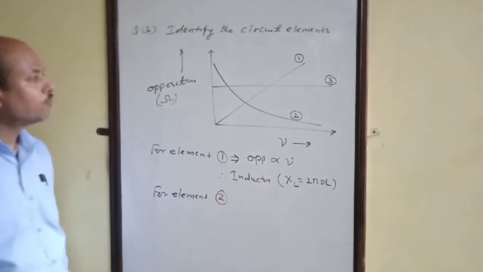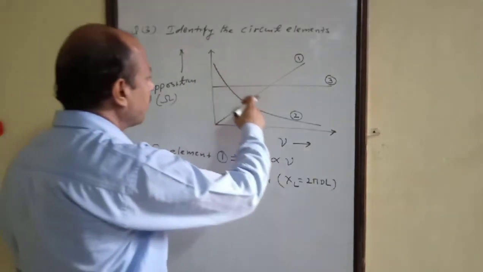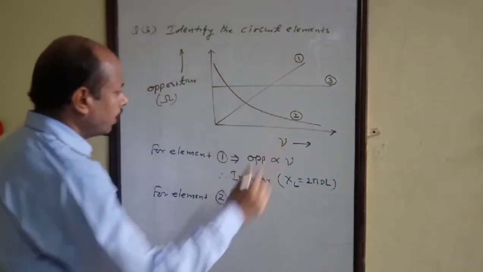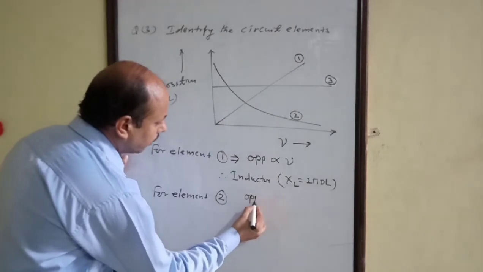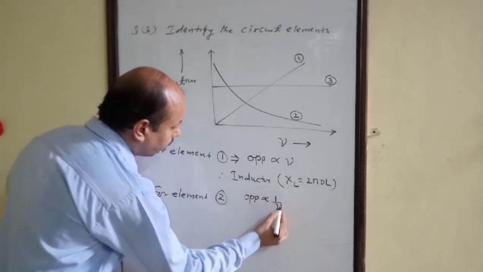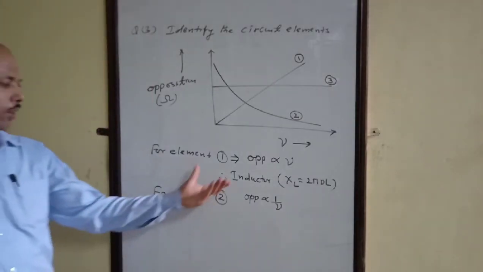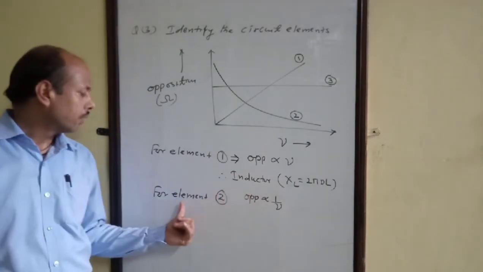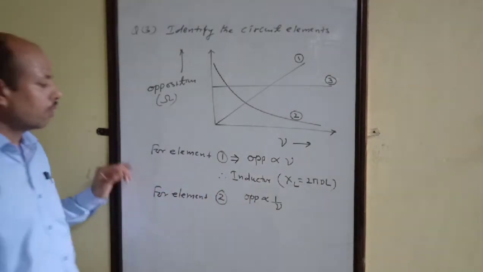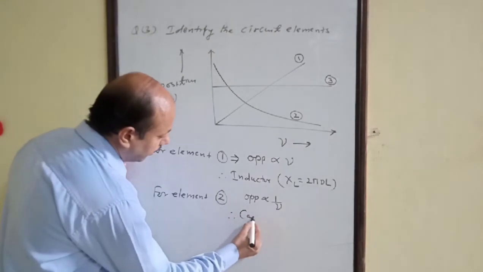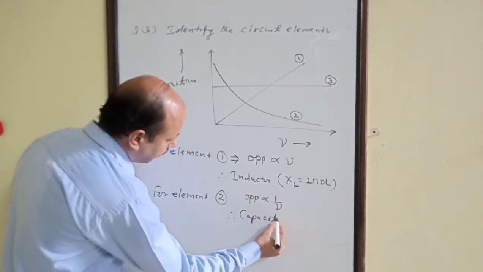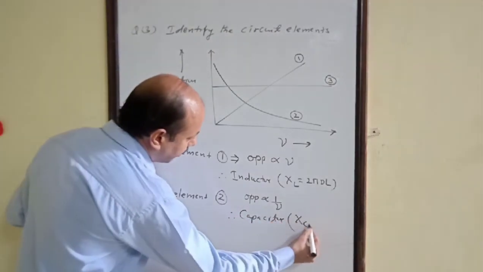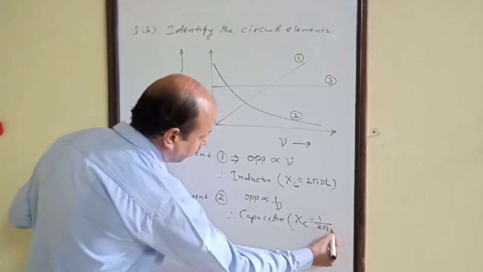For element 2, the graph is like this. It is very clear that here opposition is reciprocal of frequency. And now I think you all might easily understand that this element is a capacitor, because for a capacitor XC equals 1 upon 2 pi nu C.